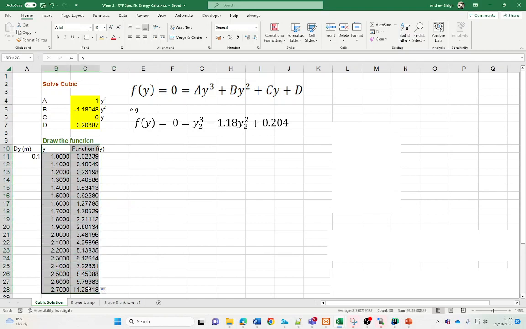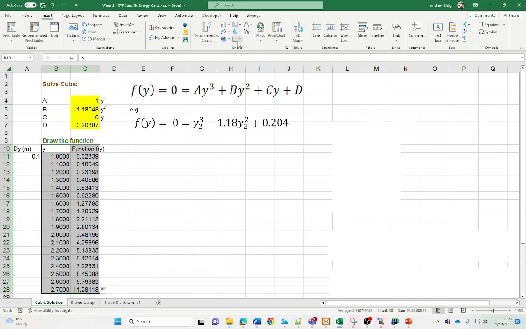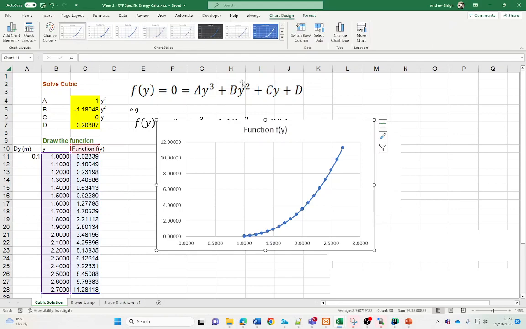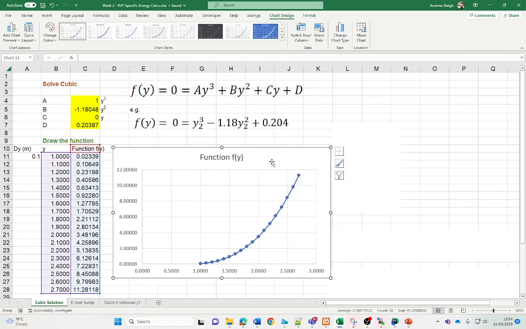Let's just plot this. So we select the 2 columns, including the headers, and we'll go to Insert, and we'll go to the charts, choose Scatter with straight lines. Okay, there's a function of f(y). Okay, it's not very good. What we're interested in is where it crosses the x-axis and it doesn't cross the x-axis.